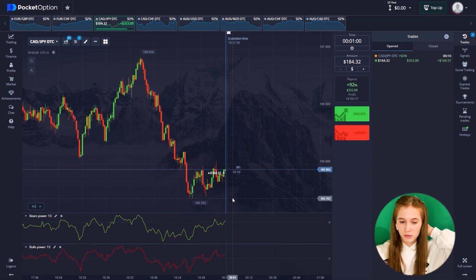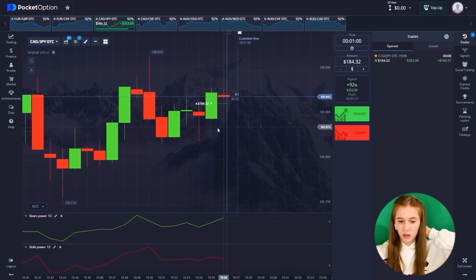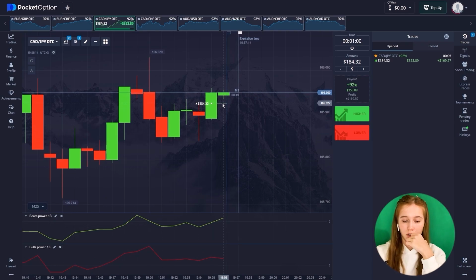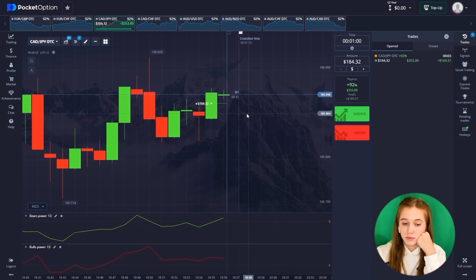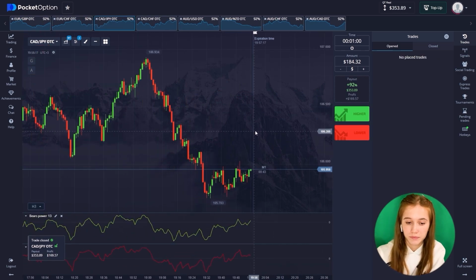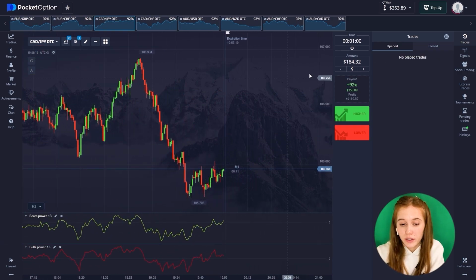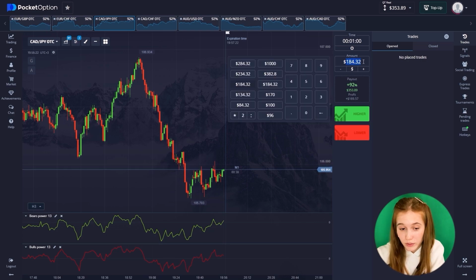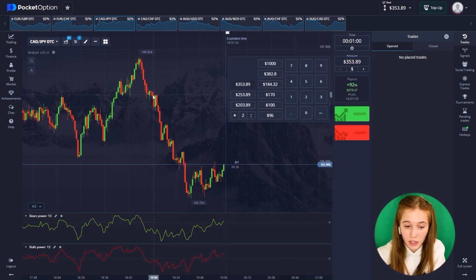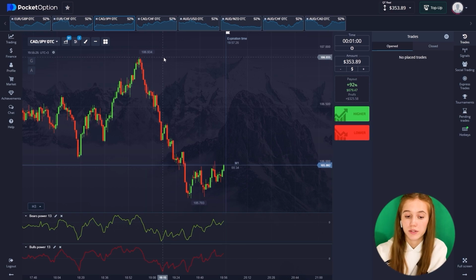Zoom in. We are above the opening point. Yeah, plus deal. Good. To $353, we increase our amount of deal. And we move on to the next deal.